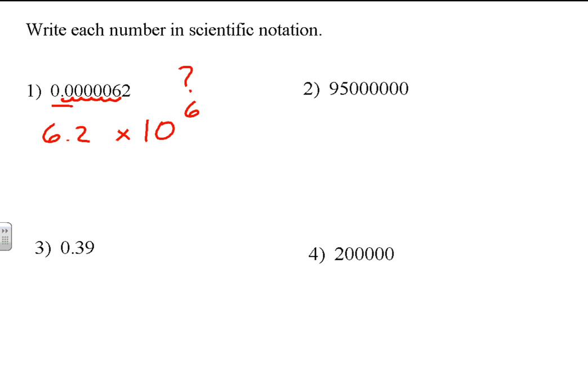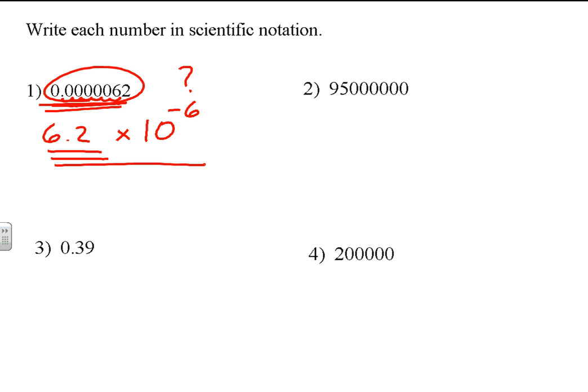I turned a tiny number into a bigger number. So if this 6.2 is bigger than this, I need to make this whole term smaller to equal that. Well, to make it smaller, I use a negative. 6.2 times 10 to the sixth would be a huge number. I need to make it become small. That simple.